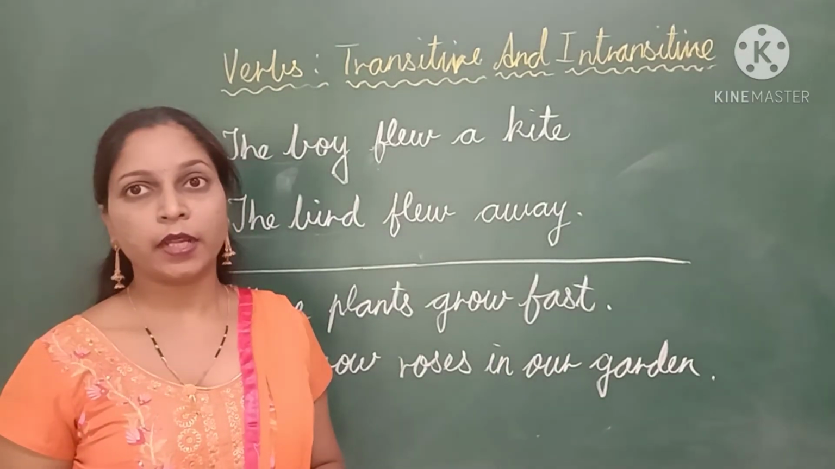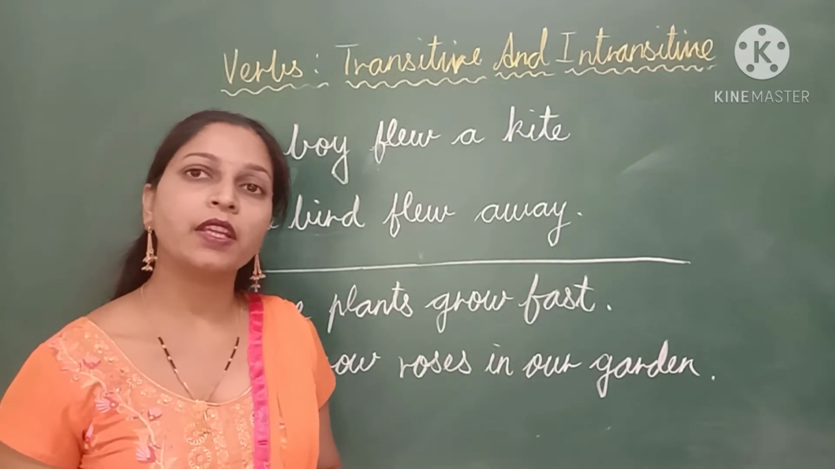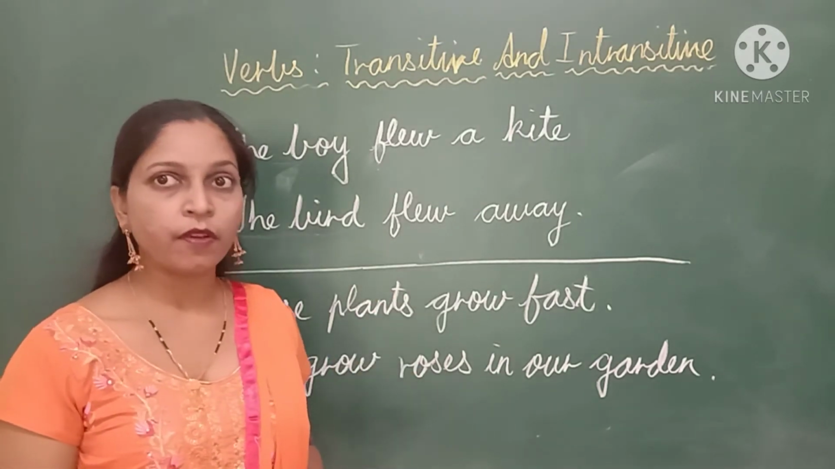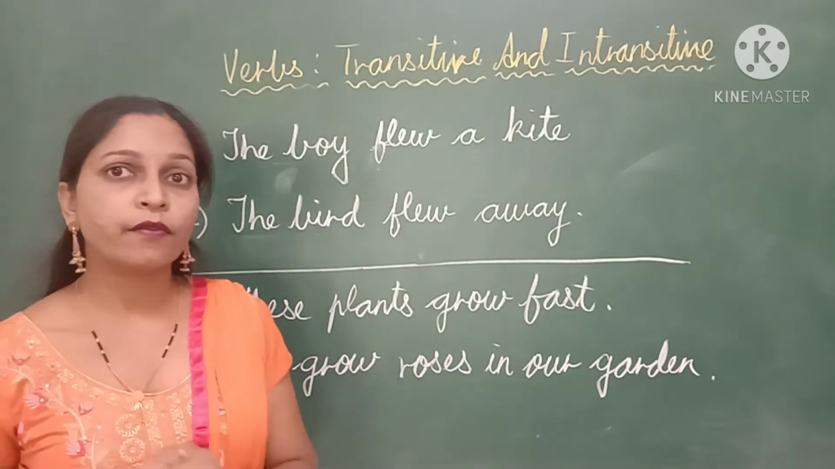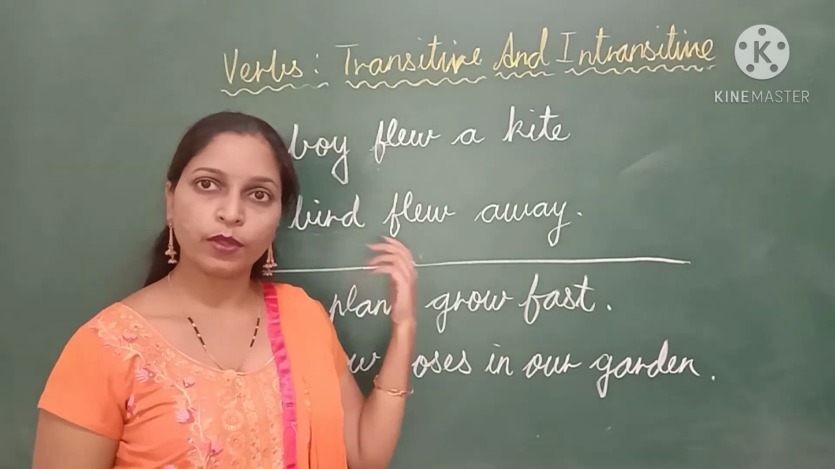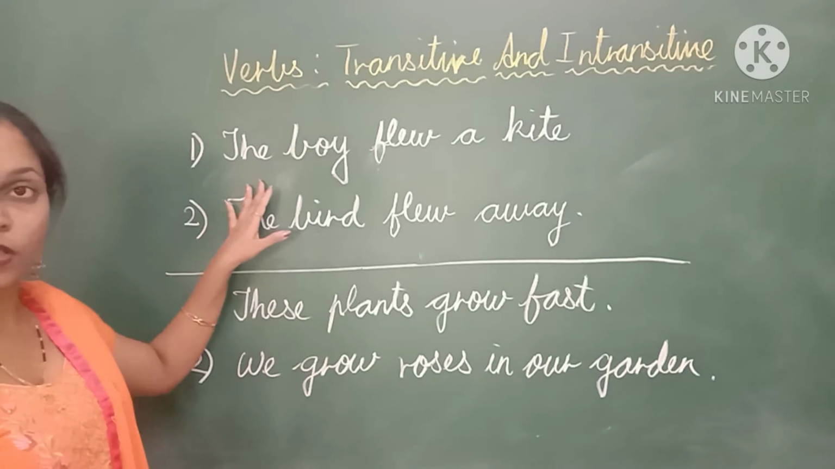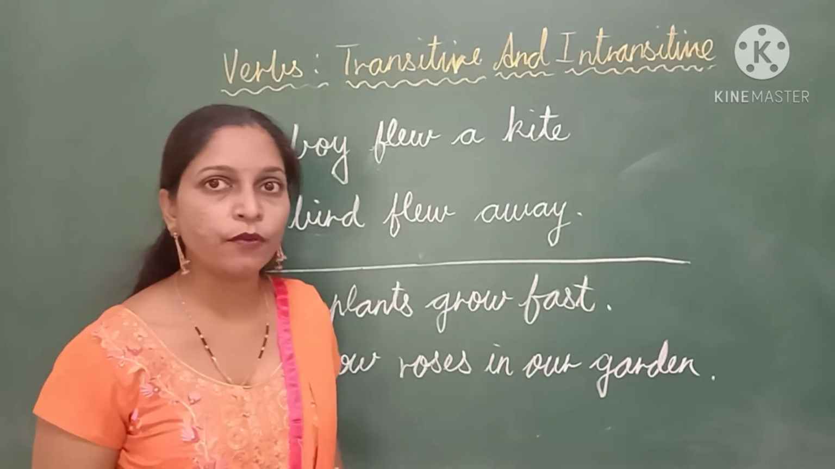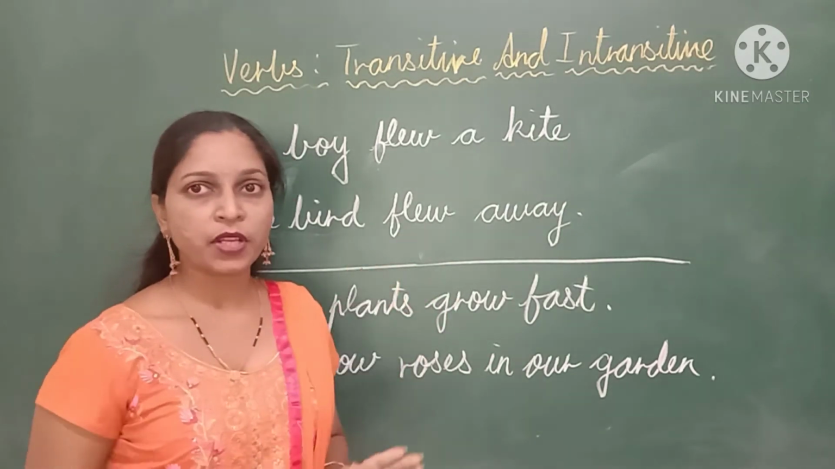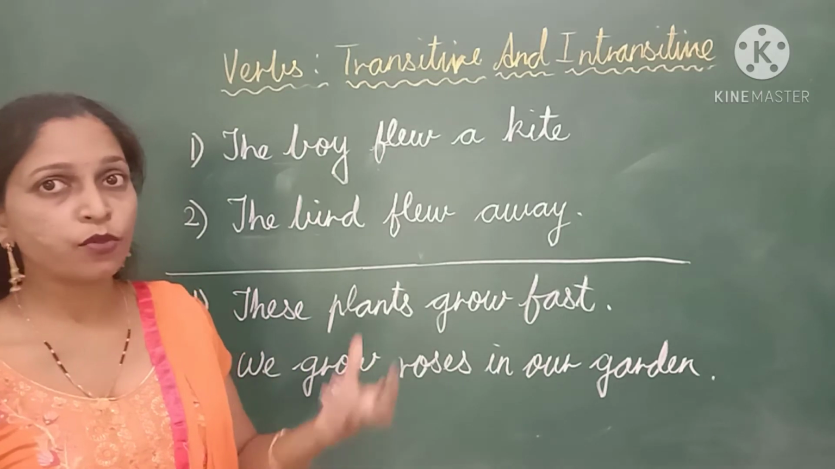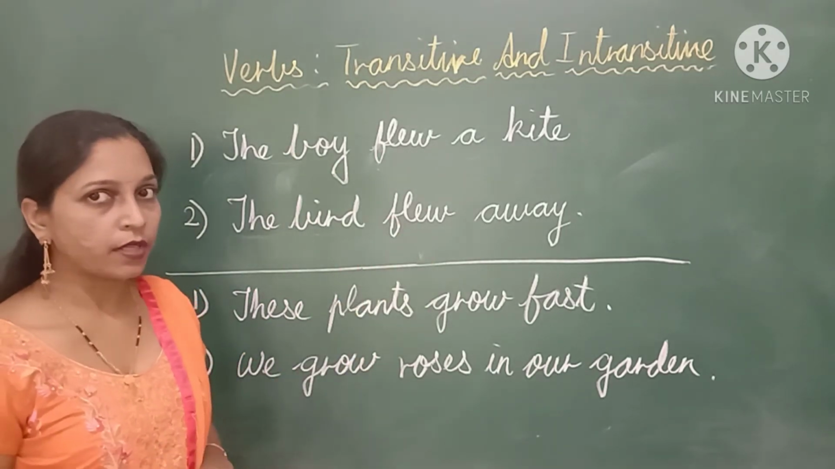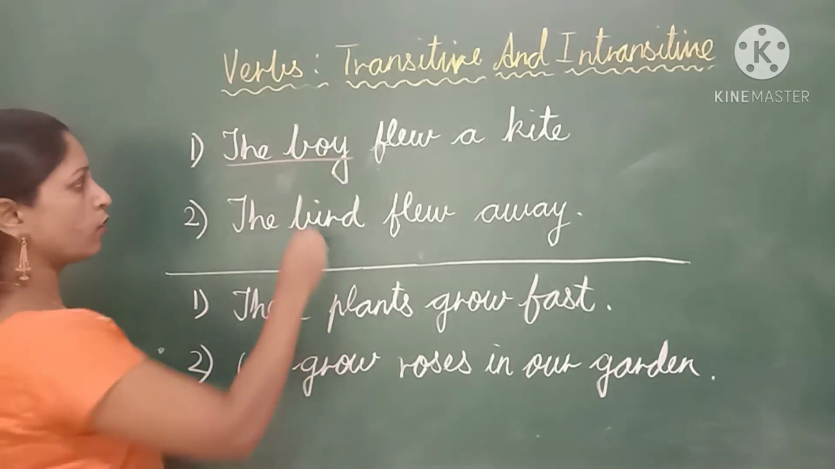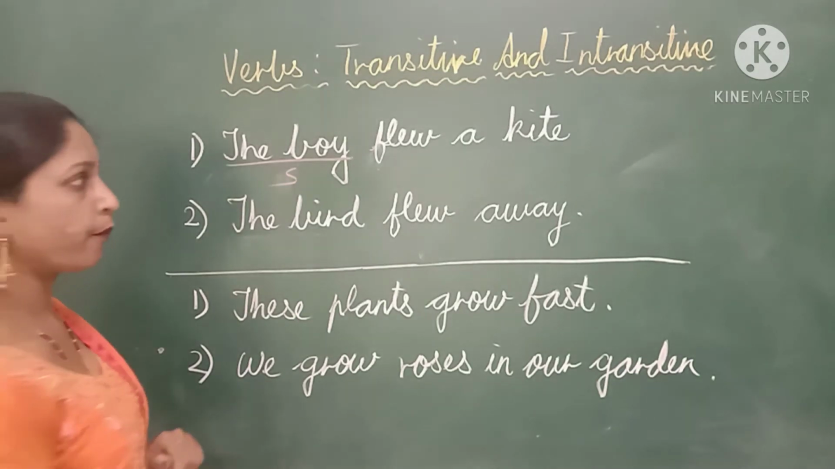The last part that I am going to show you today is very important, because some verbs can be transitive and at the same time intransitive also. Let us see how with the following examples. See the first one. The boy flew a kite. Here we all know we always need to find the subject, verb and object. Then we come to know whether it is transitive or intransitive. Here we are talking about the boy. So the boy becomes the subject.